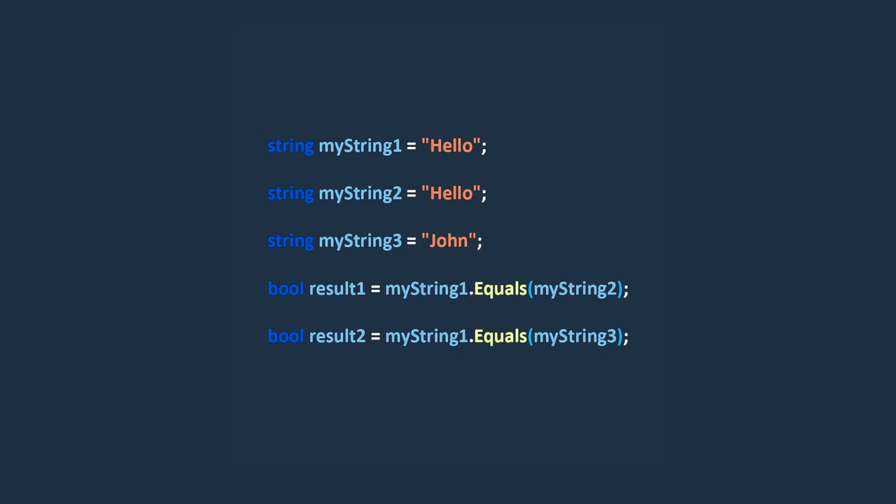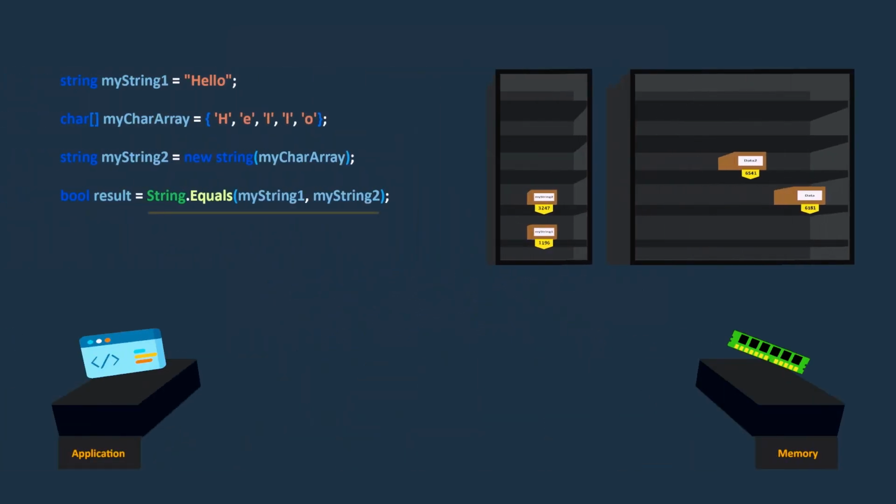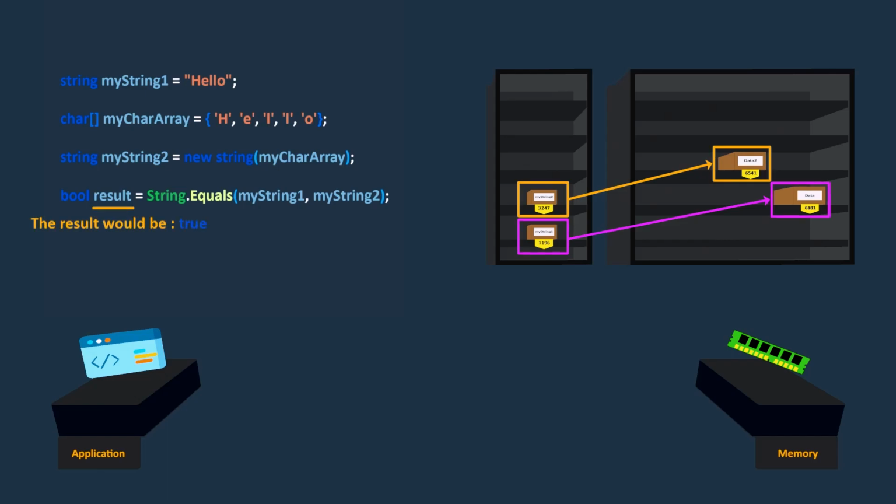It's important to note that when comparing string objects using the equals method, it compares the contents of the strings rather than their references. So, as long as the strings have the same content, the equals method will return true. In this example, the MyString1 and MyString2 have different references, but since they have the same values, the equals method returns true.